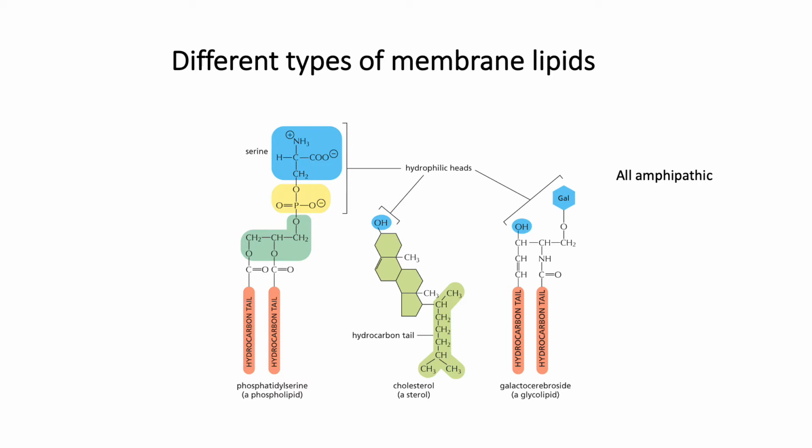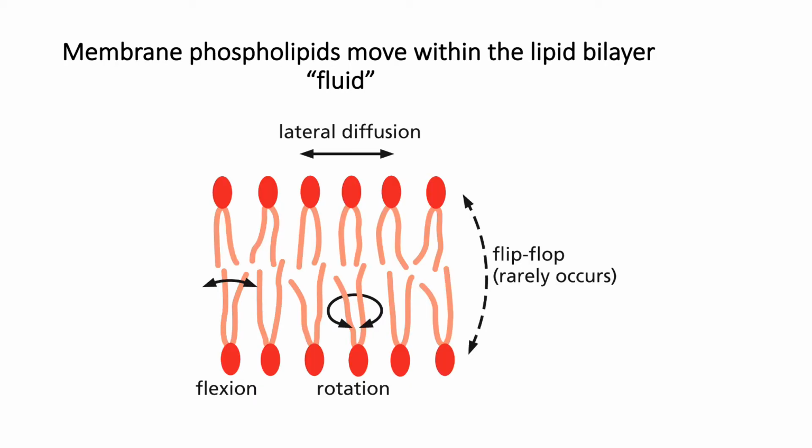And so this next slide just kind of gives you an idea, and then we'll talk about some experiments later. So what this says is the membrane phospholipids move within the lipid bilayer. They can float. You can think of it almost as a sea. It's a surface that has lots of movement.